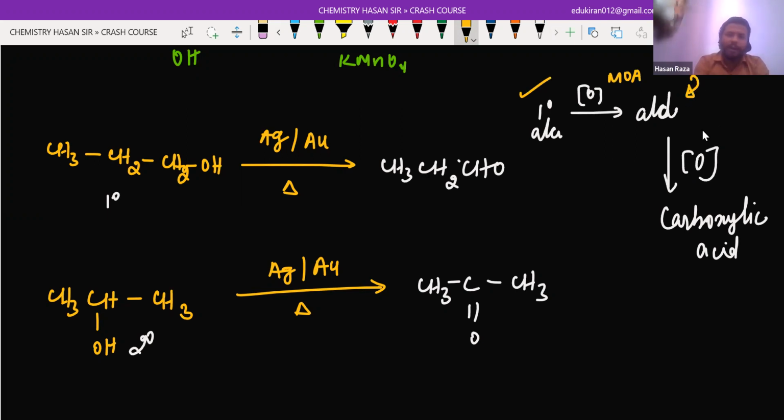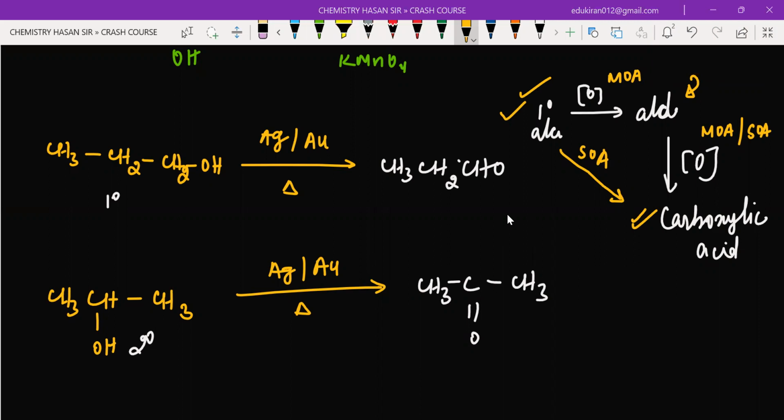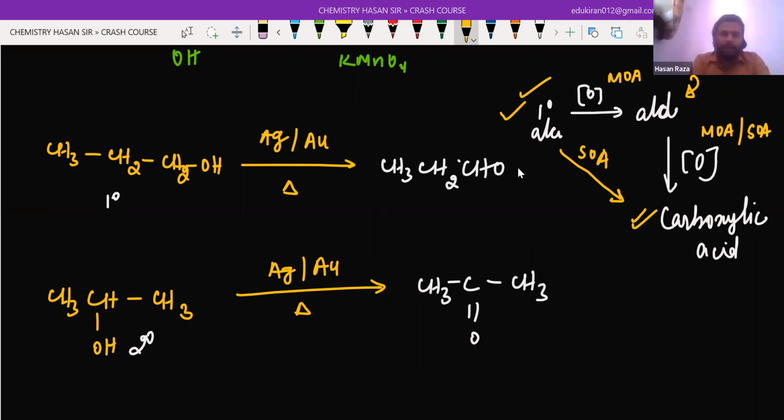So when you use a mild oxidizing agent on 1 degree alcohol, it will be converted into aldehyde. And when you use a mild oxidizing agent followed by a strong oxidizing agent, it will be converted into carboxylic acid. But if you use a strong oxidizing agent directly on 1 degree alcohol, it will be converted into carboxylic acid. Is that clear? Yes, sir.